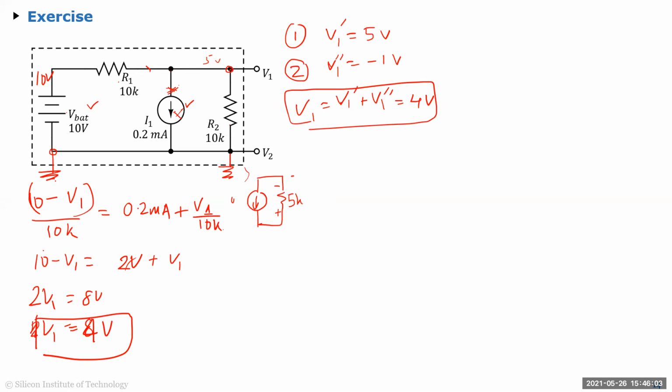Can we apply source transform? What do you mean by source transform, Swadesh? So like converting that current source and the resistor in parallel with that into a voltage source with series resistance. Yeah, we'll get to that. Actually, we'll get to that. You can.